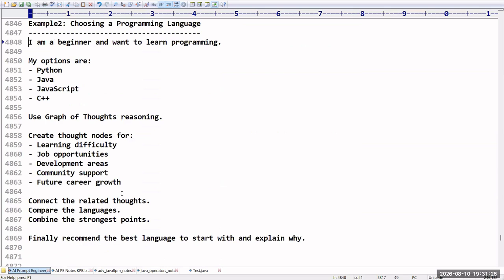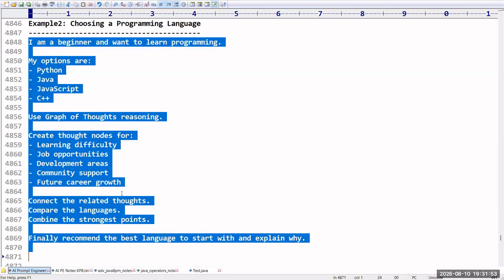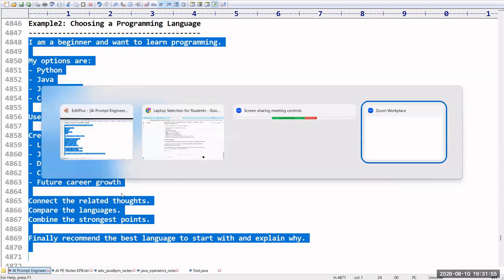Use graph of thoughts reasoning. Create a thought node for learning difficulty, job opportunities, development areas, community support, future career growth. Connect all the related thoughts, compare the languages, combine the strongest points, finally recommend the best language to start with and explain why it is the best. Okay, so let us see how it is going to work.